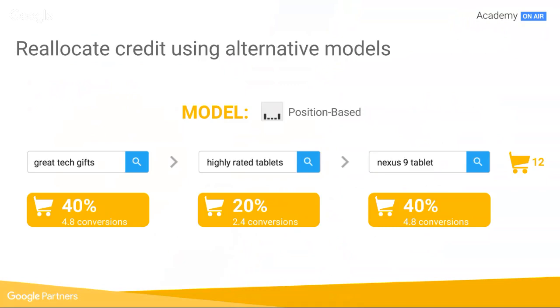So in this case, it could be that due to that 40-20-40 distribution assumption, we actually see that a lot of queries come in through the great tech gifts, through the highly rated tablet, and then eventually convert. And then we distribute these 12 conversions not by just giving everything to the last click, to the branded campaign, but we actually honor also the help of the Great Tech Gifts campaign. And all of a sudden, these campaigns don't look that bad anymore. They actually help you, and you understand that these are the campaigns that drive a lot of value in your overall business success.